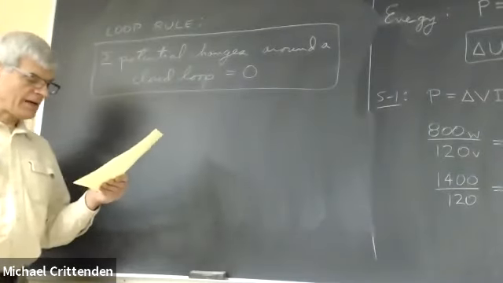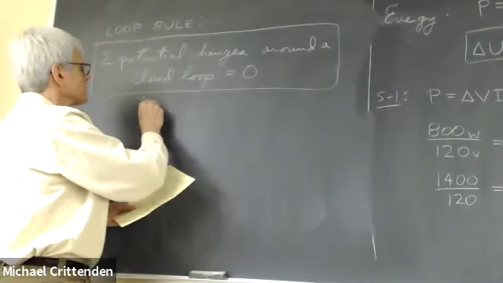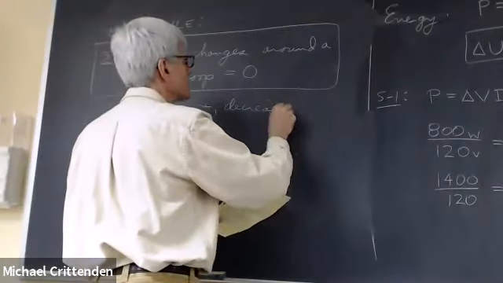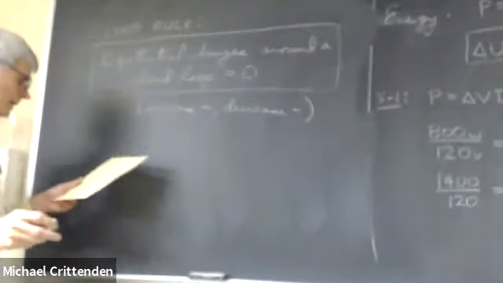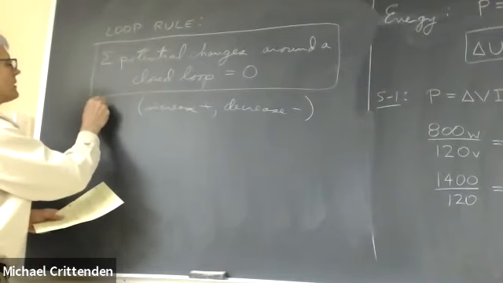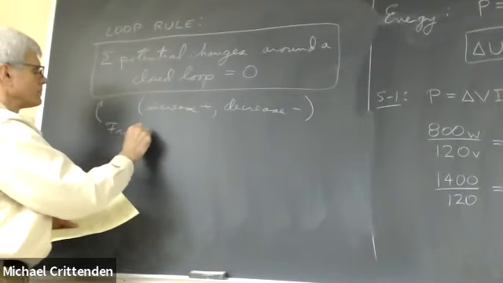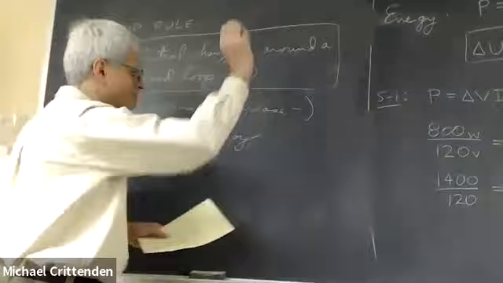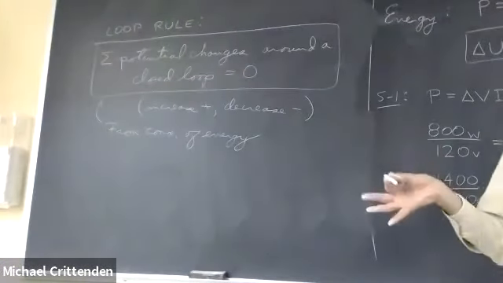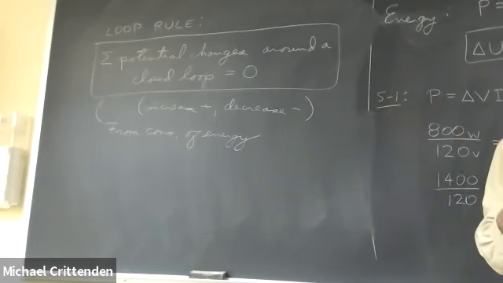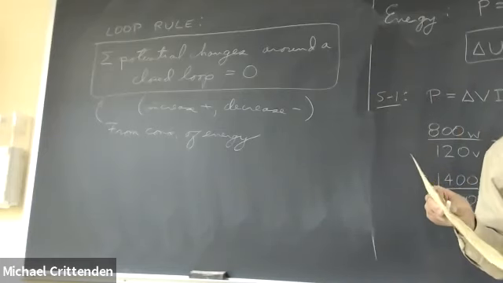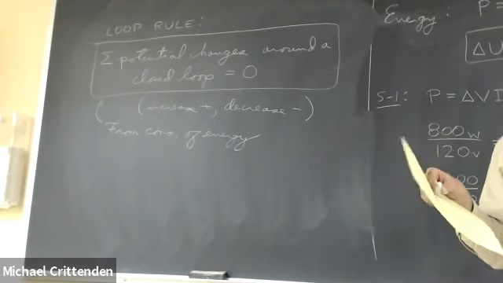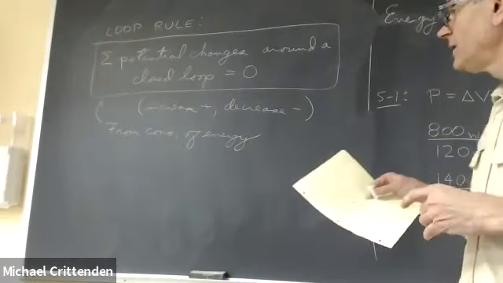I should write this down. The loop rule follows from conservation of energy. Because potential, voltage in other words, is energy per unit charge. If you imagine some kind of test charge going around the circuit, the gains and losses of energy have to add up to zero when it returns to its starting point. It has to have the same energy as when you left.